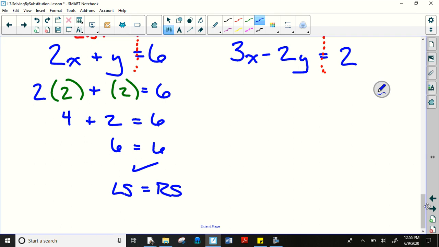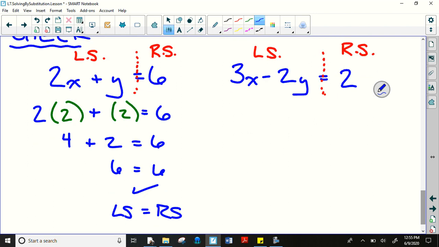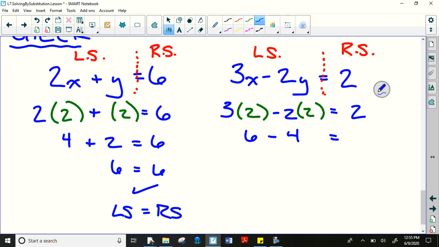Okay, let's do it for this one too. Wherever we see an x, we're putting in a 2. Wherever we see a y, we're putting in a 2. 3 times 2 minus 2 times 2 is supposed to equal 2. So 3 times 2 is 6. Negative 2 times 2 is a negative 4, equals 2. 6 minus 4 is 2, so 2 equals 2. Look at this, the left side equaled the right side. It worked out.